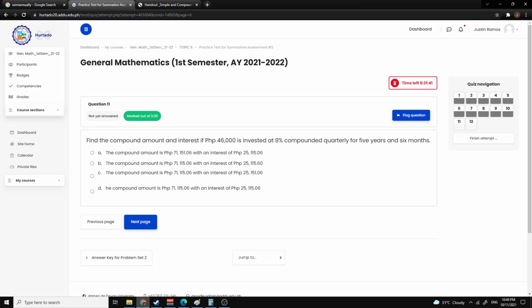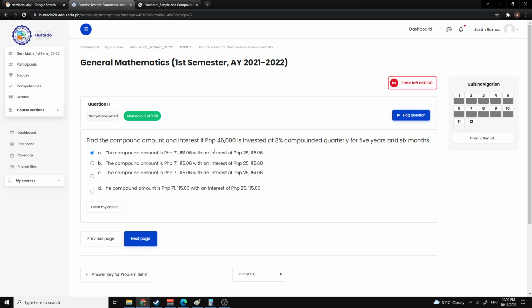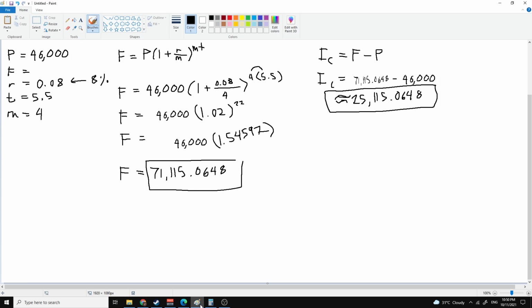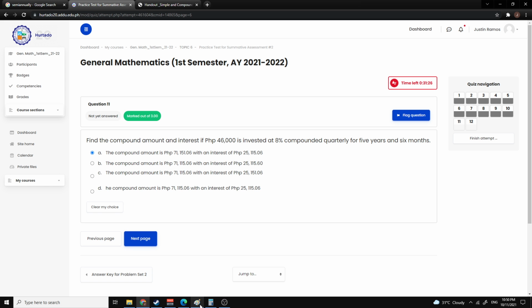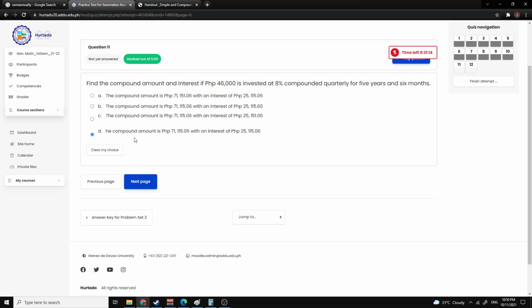So now let's check this. Okay, so the compound amount is 71,115. So we have to check the variables. Is there anything wrong? Okay, so that's wrong. Okay. So it's D.